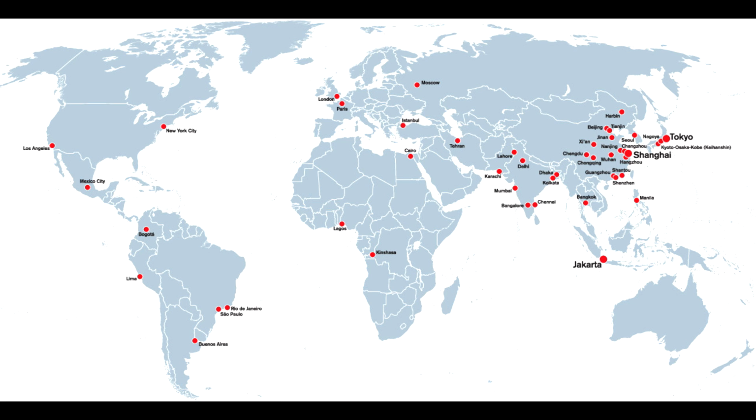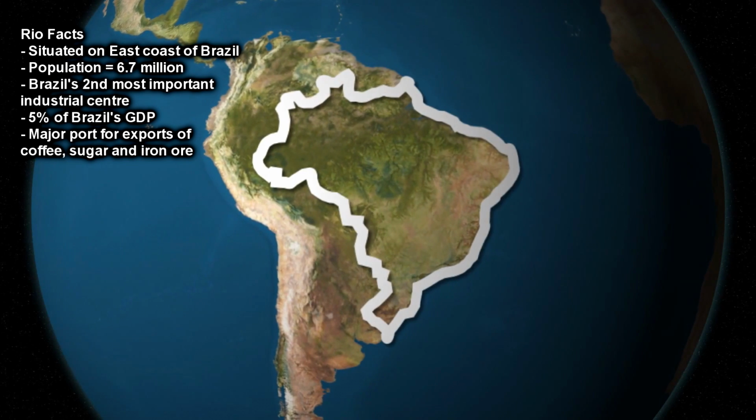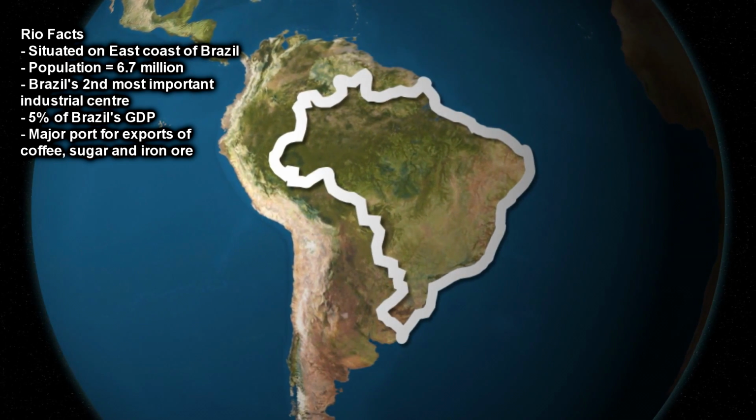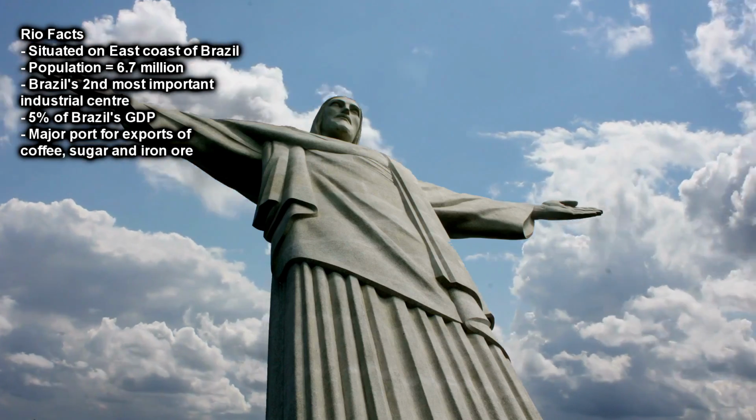All pupils should have looked at an example of an LIC or NEE city across the world, such as Rio de Janeiro in Brazil, Mumbai in India, or Lagos in Nigeria. My students have looked at Rio. For each case study, you should have a good knowledge of the location of the city, as well as some basic facts and stats about this area.